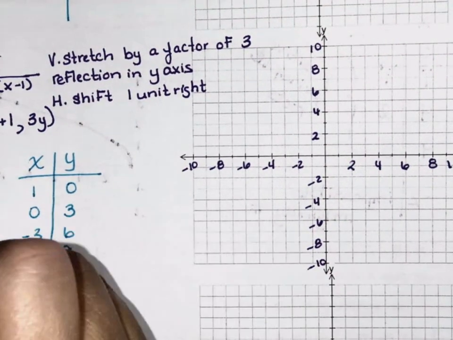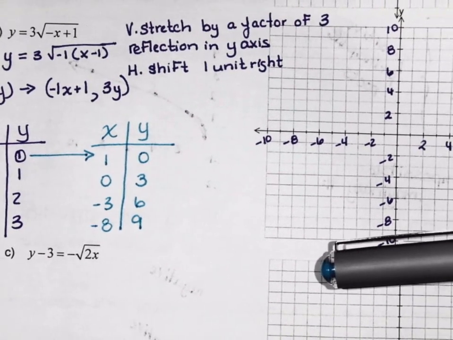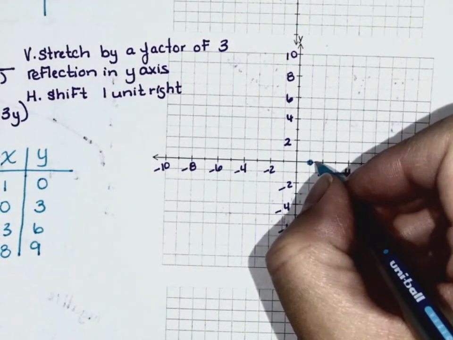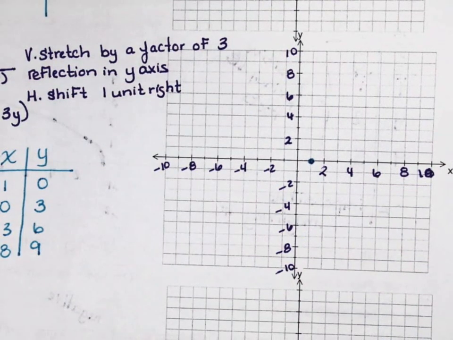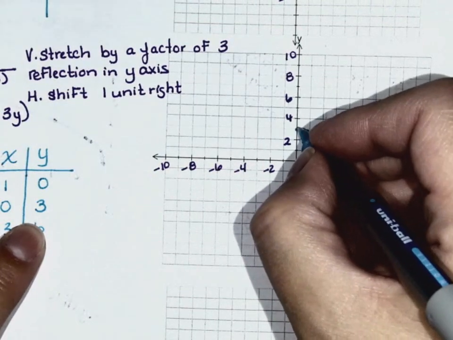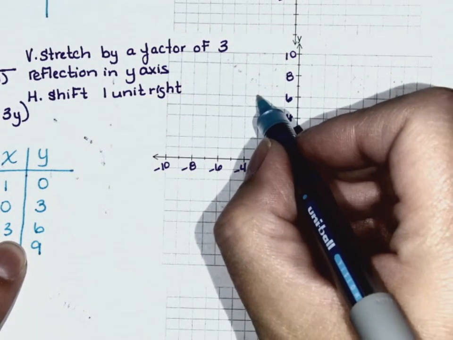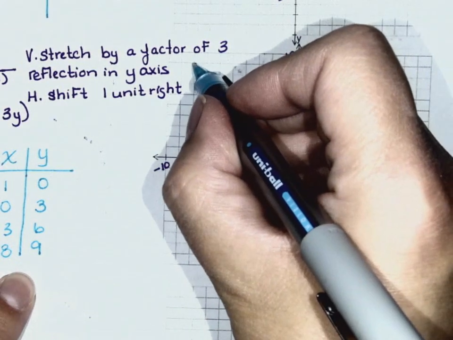All right, so if that point translates to that point, we know that that is our closed circle. That's where our graph is starting from, no arrows on that. So 1 and 0. All right, then we have 0 and 3. -3 and 6. -8 and 9.